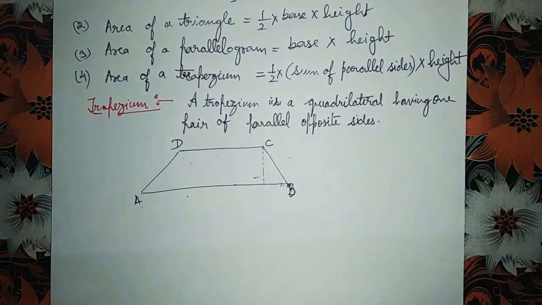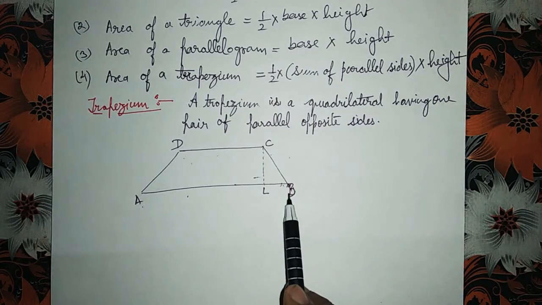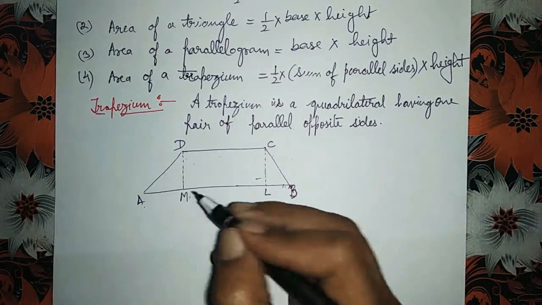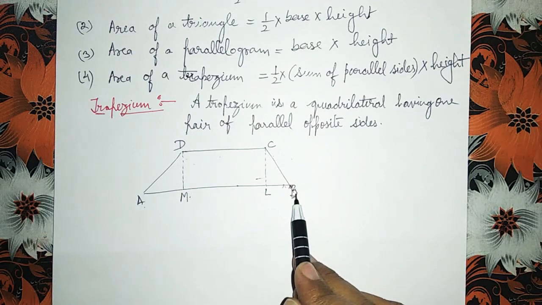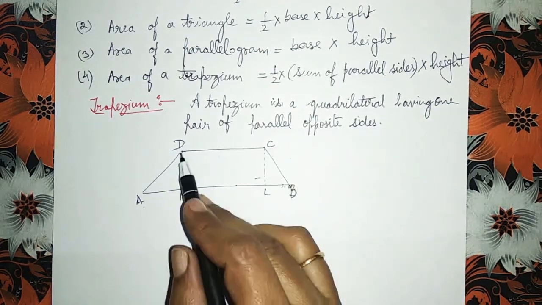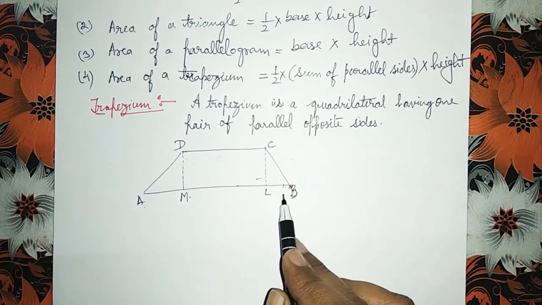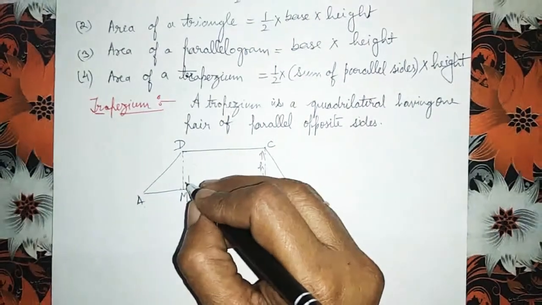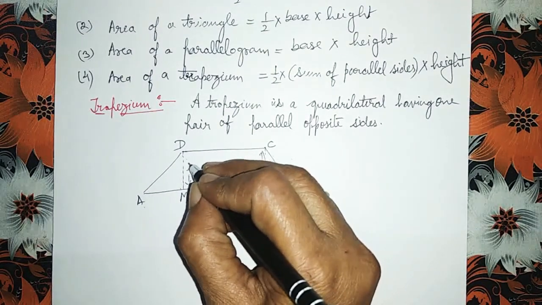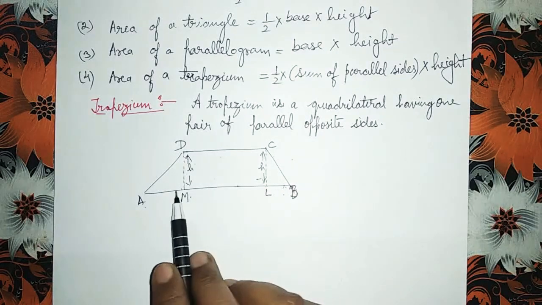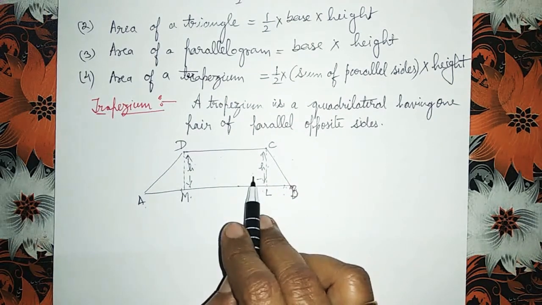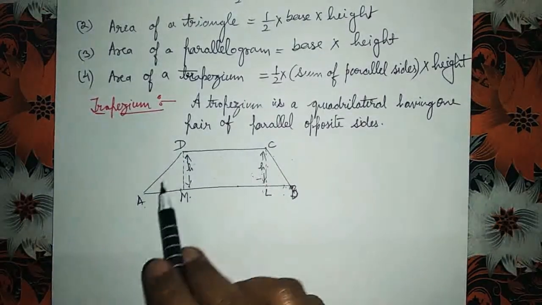Okay, and here you can see a perpendicular line CL. CL is perpendicular on AB. And here one more perpendicular line I am drawing. This is DM, and DM is perpendicular on AB. Here CL is perpendicular on AB and DM is also perpendicular on AB, and CL is equals to DM and both are equals to H. Okay, these CL and DM are called height or altitude of trapezium ABCD.